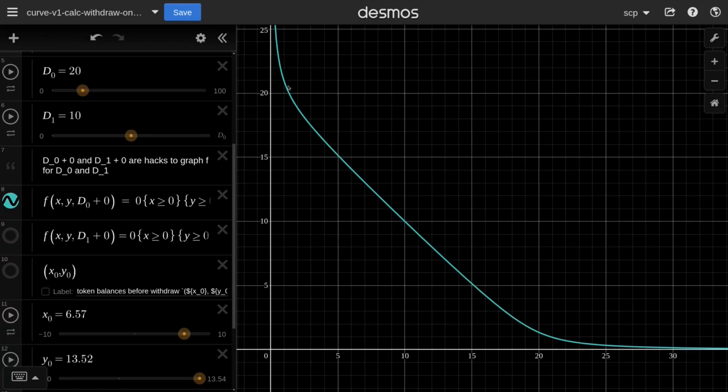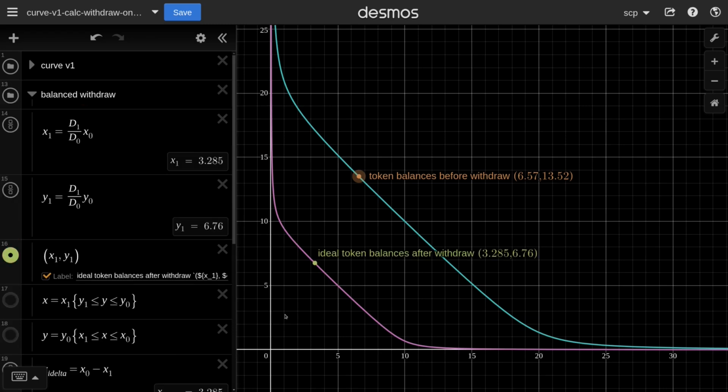Imagine that we have a Curve V1 AMM with liquidity equal to 20. So this will be D equal to 20. Let's say that the current token balance is over here, shown as an orange point. As a quick review, for our AMM, token balances must be a point on this blue curve. And currently, our token balances are over here. Next, let's say that we decrease the liquidity by 50%. Initially, the liquidity D is 20, and then we reduce this liquidity D to 10. The resulting curve is shown in pink.